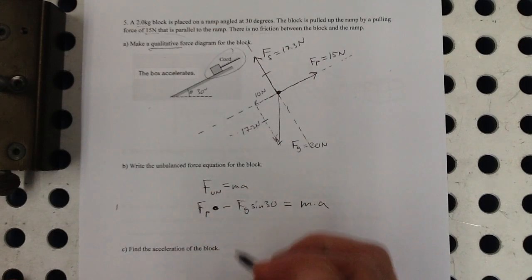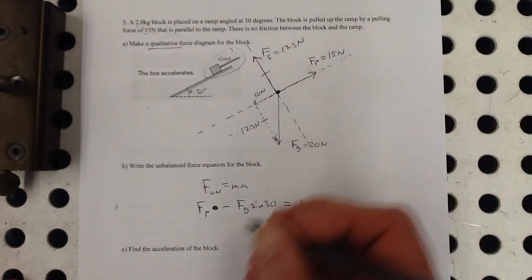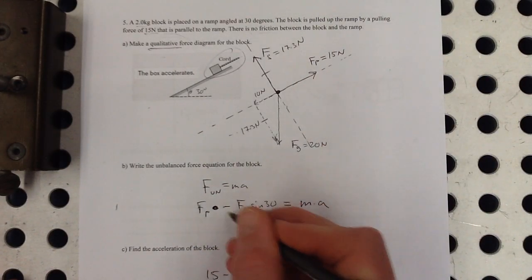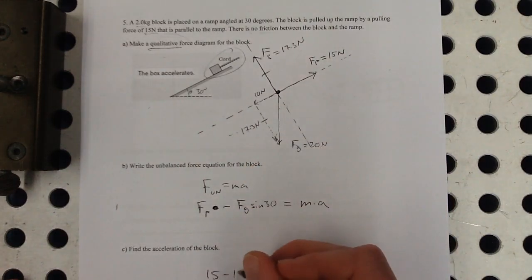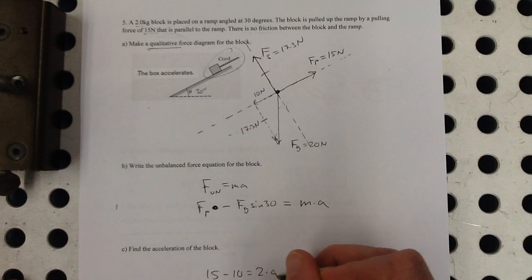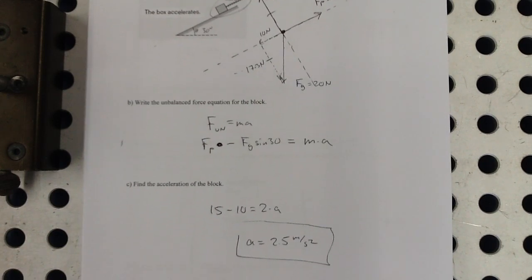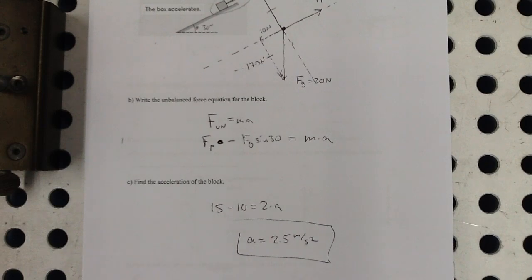And to be continued right here, so the pulling force is 15, the sine component of gravity is 10, the mass of the block is 2 times acceleration. Oh, there you go. Oops, is that off screen? There's the rest of it. Bye-bye.